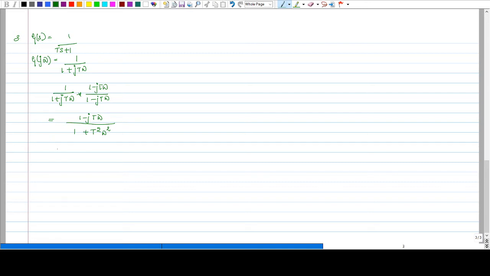I'll just write it as G of j omega is equal to 1 divided by 1 plus T square omega square, minus j times T omega divided by 1 plus T square omega square. So this is your real part, the real part of G of j omega.